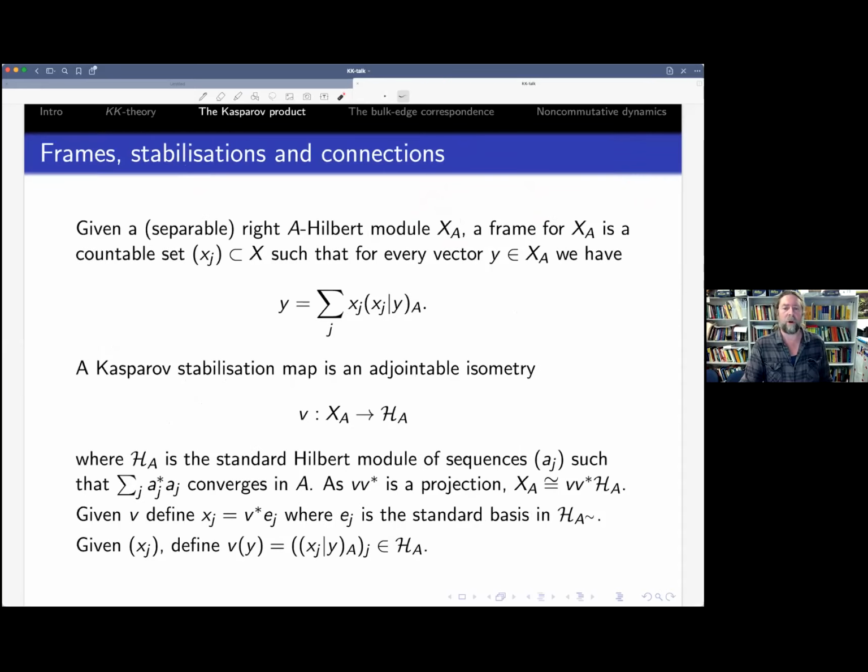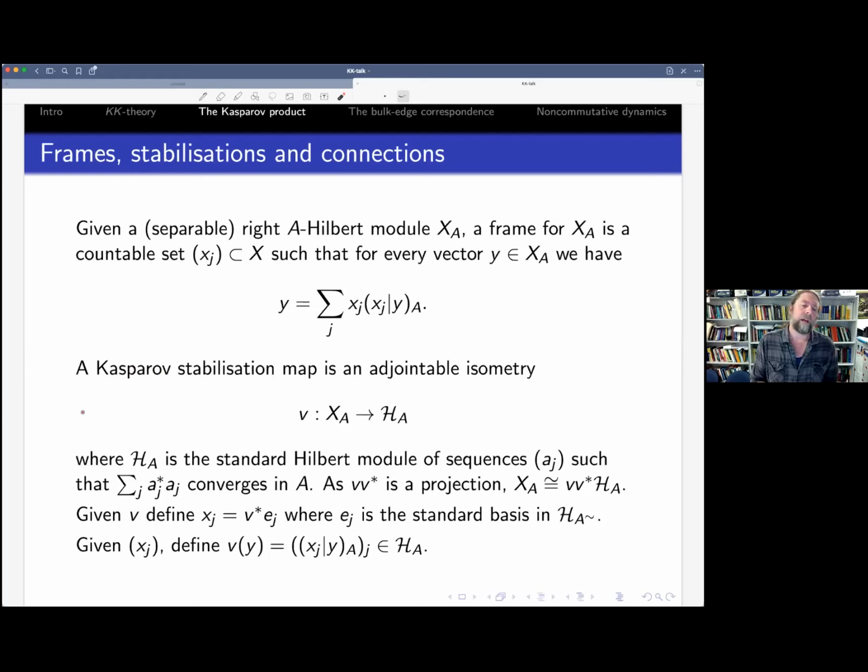So what I'm going to do is tell you the sort of computational tools we use to play with these connections and where they come from, or how we build them in practice. So if I've got a right module X that is separable, countably generated, if you've got a countable set in there so that for every vector Y you can write it in this form, then we call the x_j a frame. In the signal analysis language, that would be a tight normalized frame. I'll just call it a frame. Okay, so this is a computational tool.